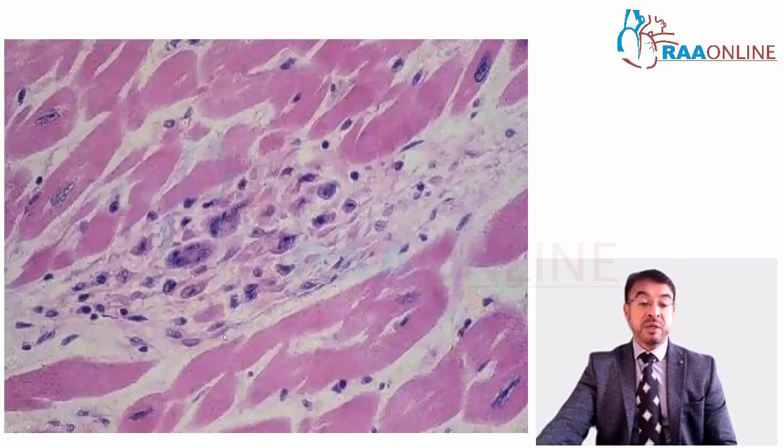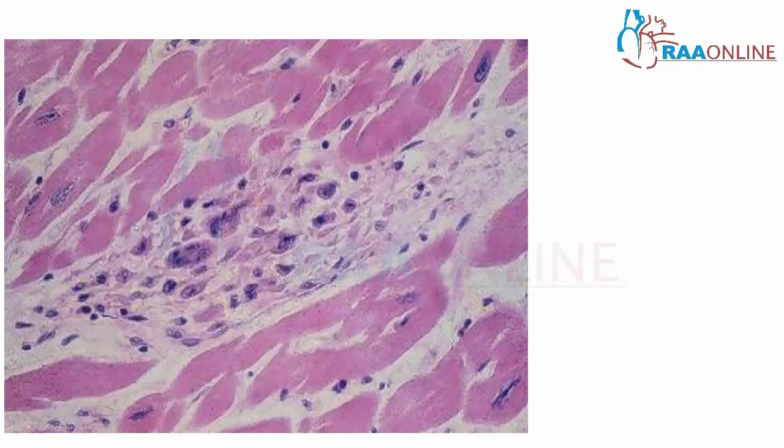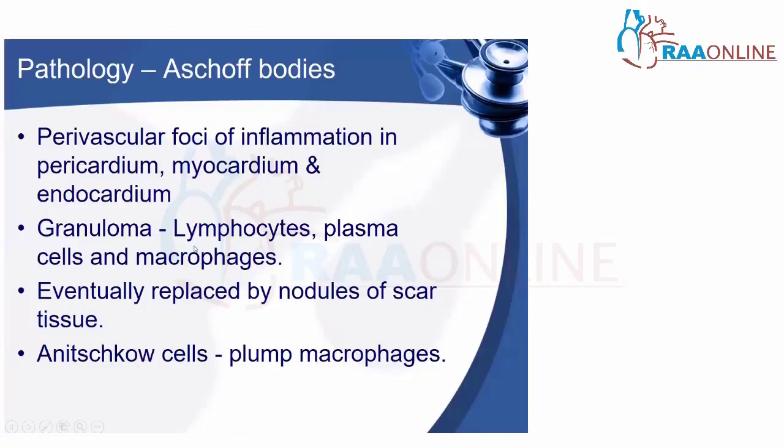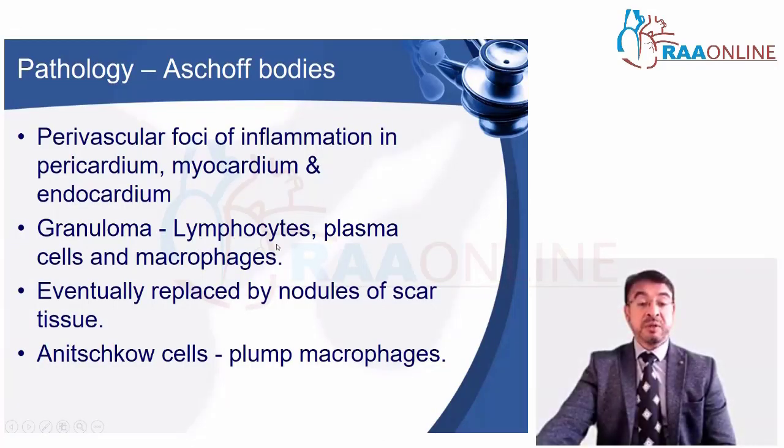This is a granuloma, and this is an Aschoff body, and all these are the myocardial cells. These plump macrophages are the Anitschkow cells. All the other cells are lymphocytes, macrophages, and plasma cells. So going back to this granuloma, it will contain lymphocytes, plasma cells, macrophages, and Anitschkow cells, and all are replaced by scar tissue later on, which is the tissue of healing.